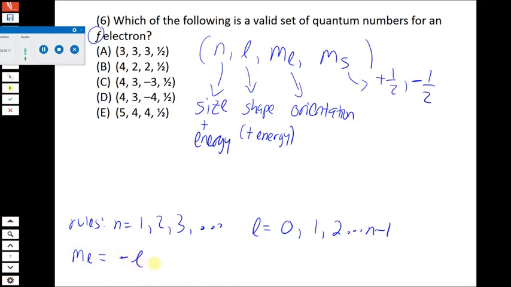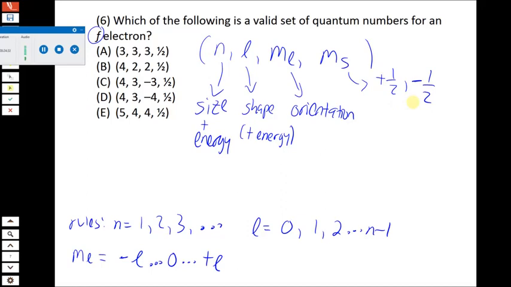And then m sub L is determined by the value of L that you have, which is minus L, including 0 and all the way to positive L. So again, integer values spaced by 1, but that includes negative and positive in this case for m sub L. And then as we said, m sub S is just plus 1/2, minus 1/2. Those are the restrictions on that.